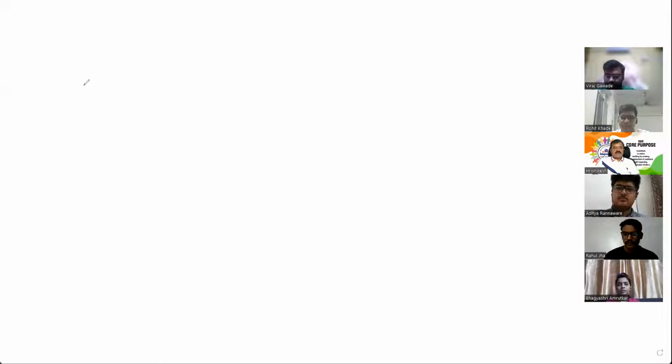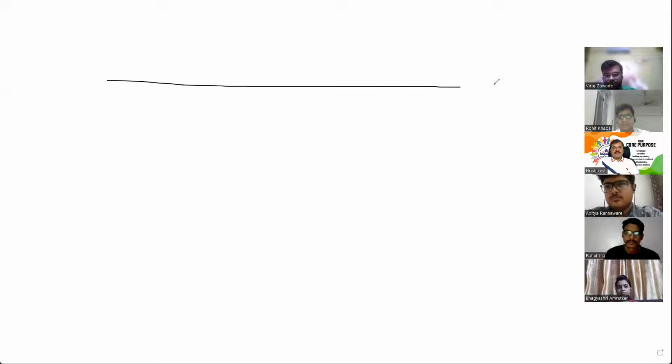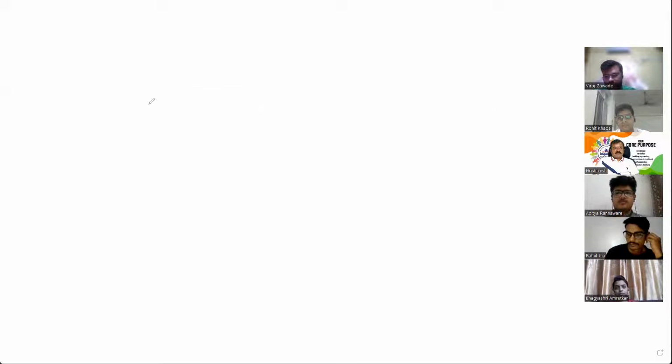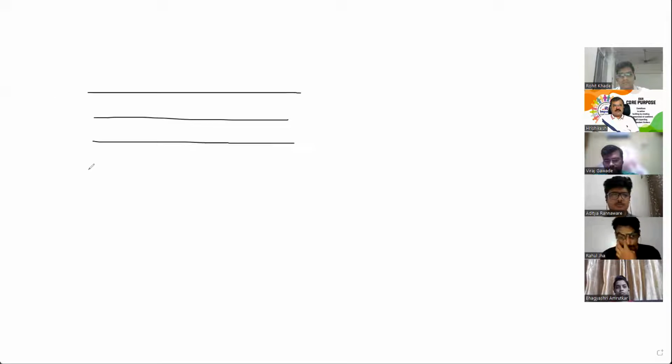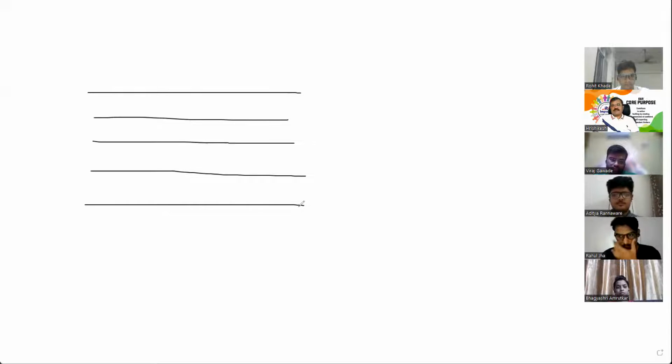Okay, now let's take a scenario. There are 4 lanes. We are talking about one side, not both sides. So let us take a color and say this is the first lane. Then this is the second lane, then the third lane, and this is the fourth lane. So in total there are 4 lanes.